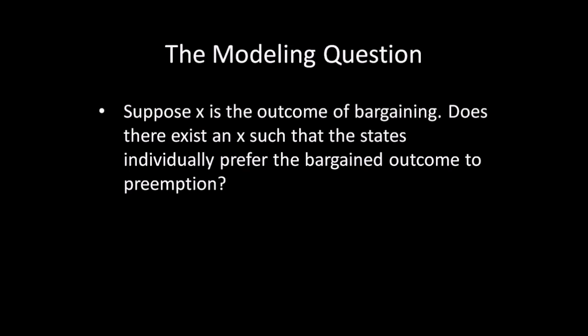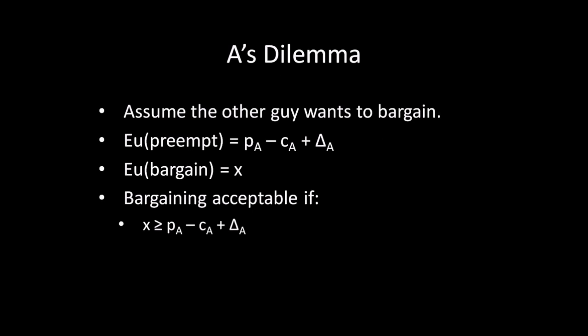All right. So the model in question here is, suppose that X is the outcome of bargaining. Suppose that if we do sit down at the bargaining table, then X will be the outcome of the negotiations, where state A is receiving X of the good and state B is receiving 1 minus X of the good. Then does there exist an X such that the states individually prefer the bargained outcome to preemption? So let's look at this dilemma from both states' perspectives, starting with A.